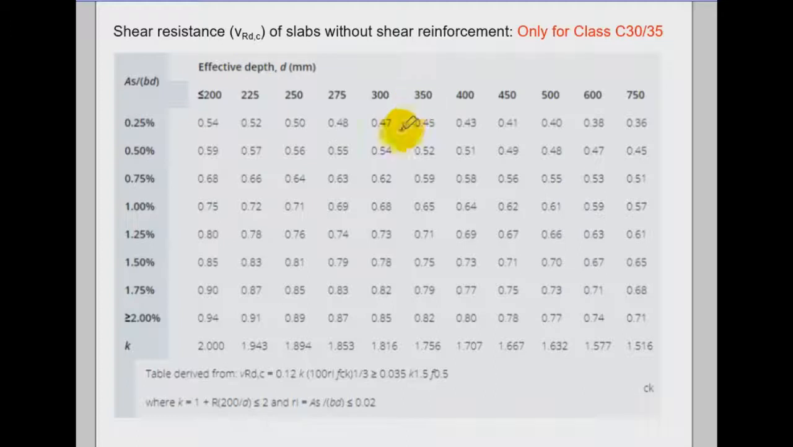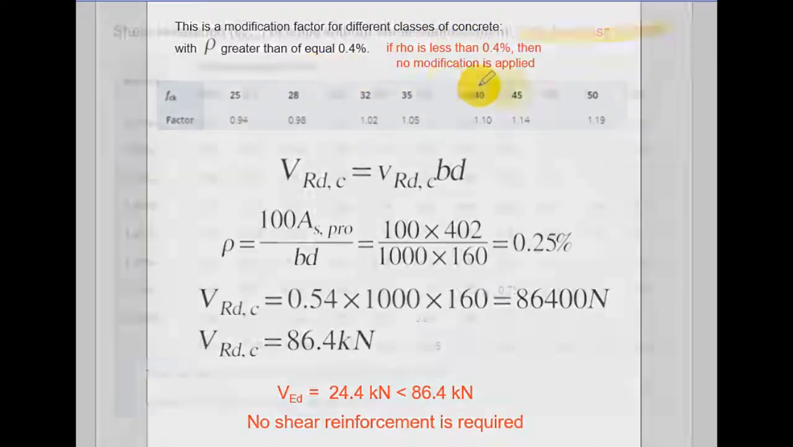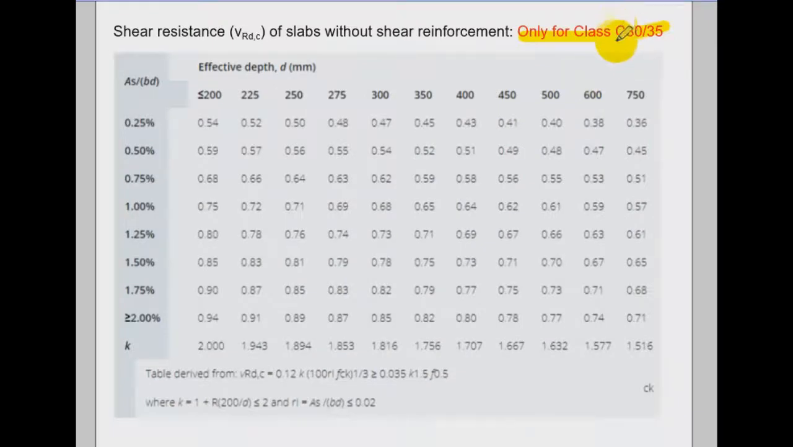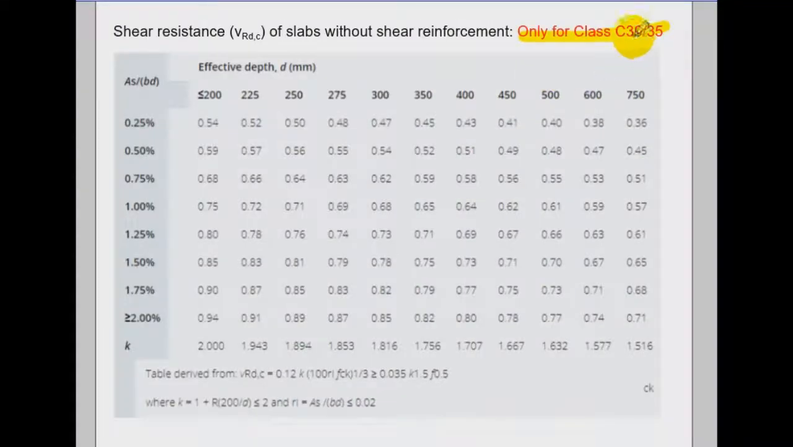So this table gives the shear resistance for the slabs without shear reinforcement. This is only for class C30/35. But there is this table here. There is a factor that you have to multiply by. If the rho is less than 0.5, then no modification is applied. Okay, but in our case, we are doing this example with the class of C30. No need to consider this modification factor. Okay, so C30, where is the C30? The slab, the effective depth is less than 200.